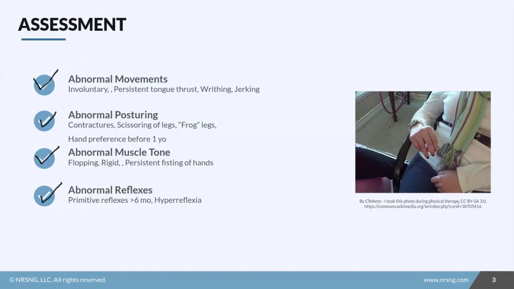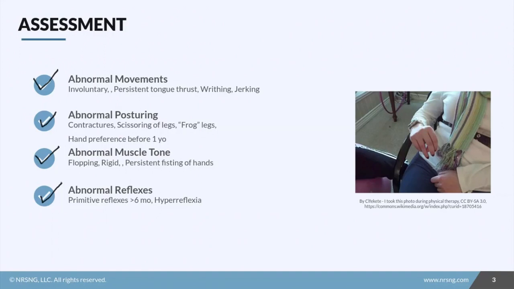And this indicates that they have increased tone. So the legs are extended and they're sort of crossing over one another. Or they may have something that looks like frog legs, which just indicates that the child has decreased tone and the legs are kind of floppy and then open at the hips.